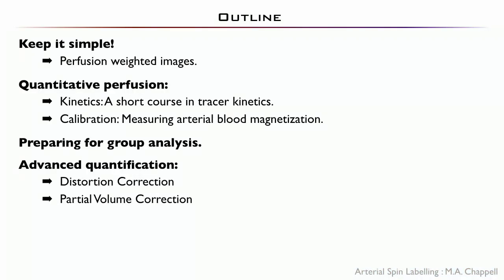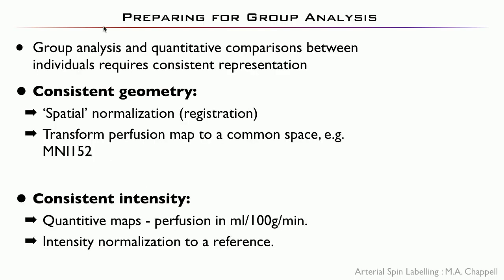Okay, so we've talked about quantification, we talked about kinetics and calibration. Now a little bit of time just to think about some of the next steps. So if this is part of a larger study, and you've got to then take this up to group analysis, there's just a couple of things that's worth being aware of. And really it comes down to consistent geometry and consistent intensity. So how do we normalize individual subjects so that we can compare them in a common space and ensure that we can compare them consistently between each other in terms of intensity?